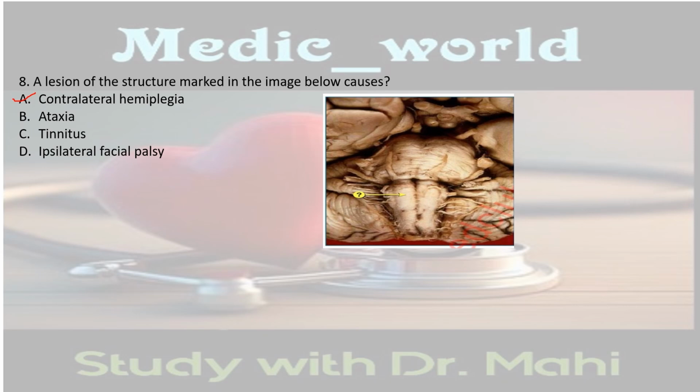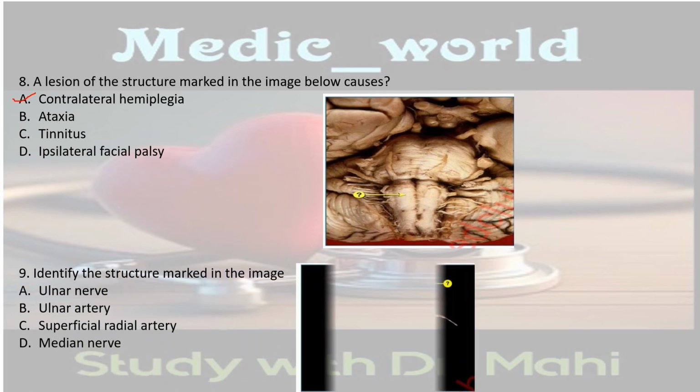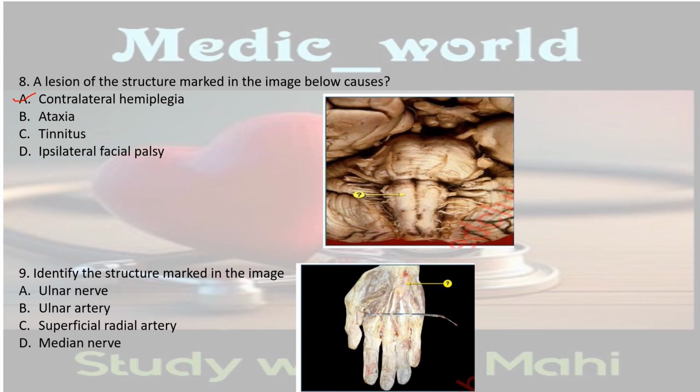So the answer to this question is option A, that is contralateral hemiplegia. Now next question. Identify the structure marked in the image. Here in the image, the structure which is marked here by the question mark is the ulnar artery. So the answer to this question is option B, that is ulnar artery.